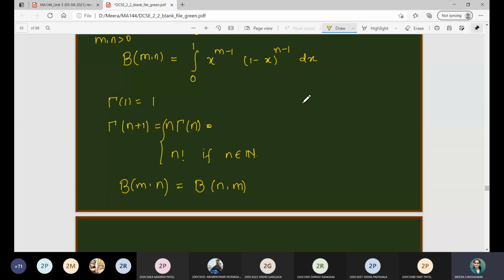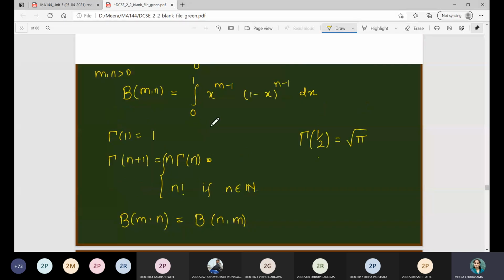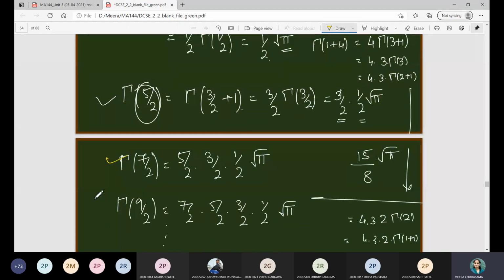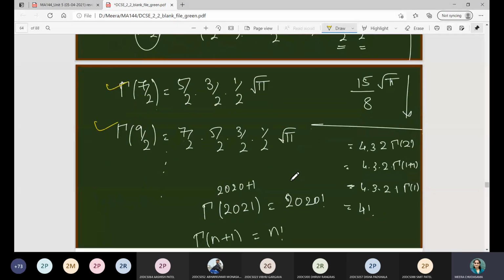After that, we have seen one example that the value of gamma 1 by 2 is root pi, the square root of pi. Very good. And hence you can evaluate the gamma function at 3 by 2, 5 by 2, 7 by 2, and so on, right? So those quantities we have seen yesterday.